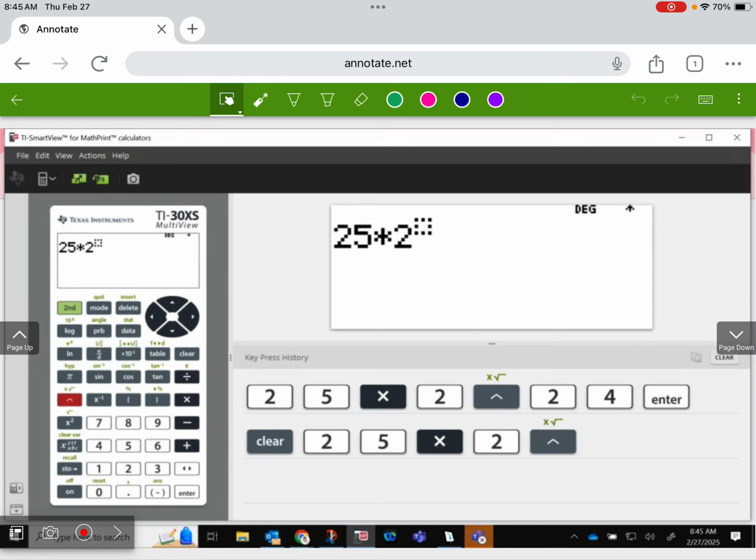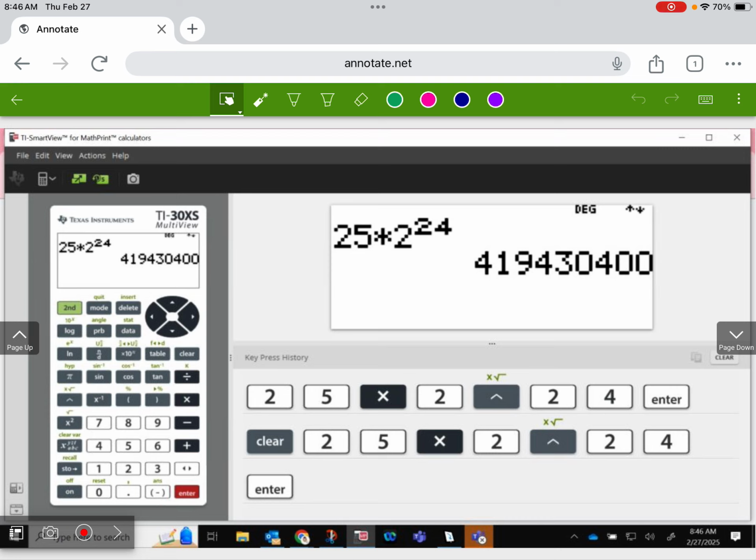So I could straight up do my 25 times 2 raised to a power. Anything that's not a 2, we use that button right there. And I can put my 24 in. And how many fruit flies are we going to get? A lot. We get 419,430,400. That's why we want to get rid of the fruit flies the very second we see them.